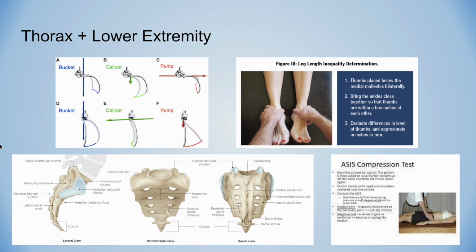And then using tests like the ASIS compression test, which you can see at the bottom there, and assessing for leg length discrepancies. So putting your thumbs on the medial malleoli or just below the medial malleoli bilaterally, and sort of straightening the legs out, looking for any difference in leg length discrepancy. And here's a great picture of a sacrum on the bottom left here, showing some of the articular surfaces and where you might have dysfunction in the sacroiliac joint or the lumbosacral joint.